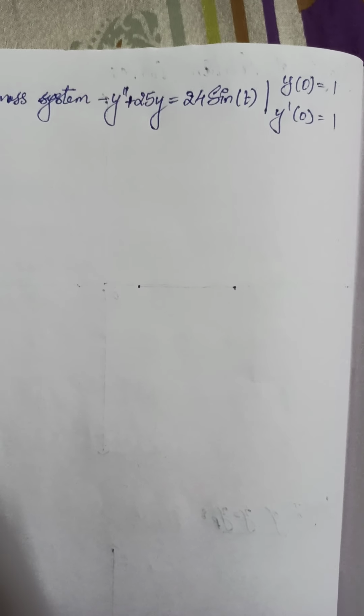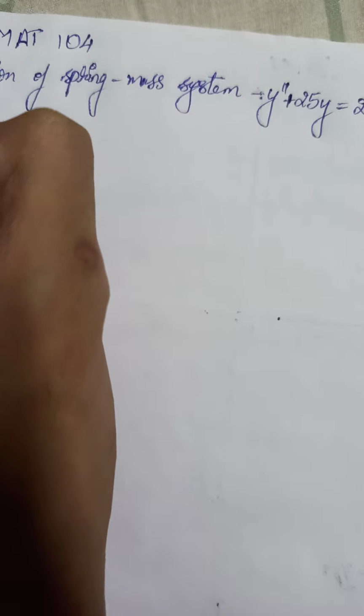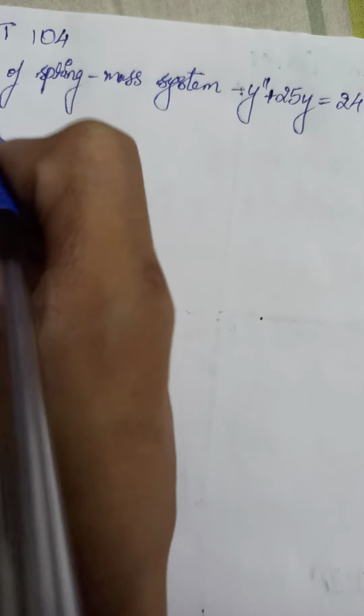We have to find the motion of a spring mass system modeled by the ODE y double dash plus 25y equal to 24 sin t with the initial conditions y of 0 equal to 1 and y dash of 0 equal to 1. We know that the given ODE is a non-homogeneous ordinary differential equation in the form of y double dash plus p of x y dash plus q of x y equal to r of x.